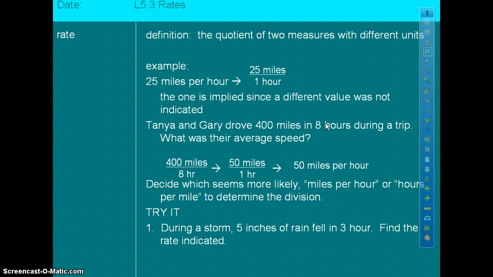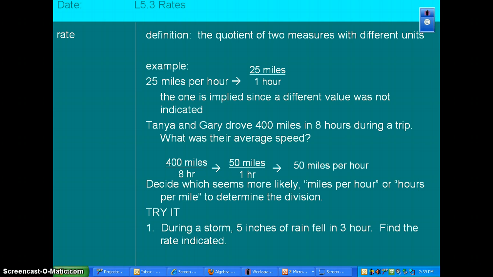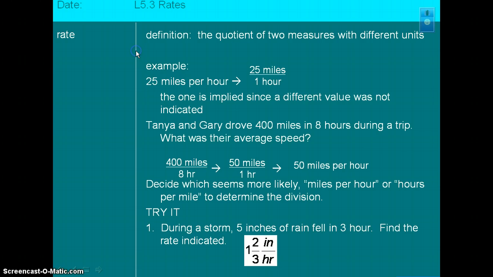So why don't you go ahead and try it. Calculate a rate given the following. In this case, we could indicate 1 2/3 inch per hour, or we could do the division the other way and indicate hours per inch, and we might say something like 0.6 hours per inch.